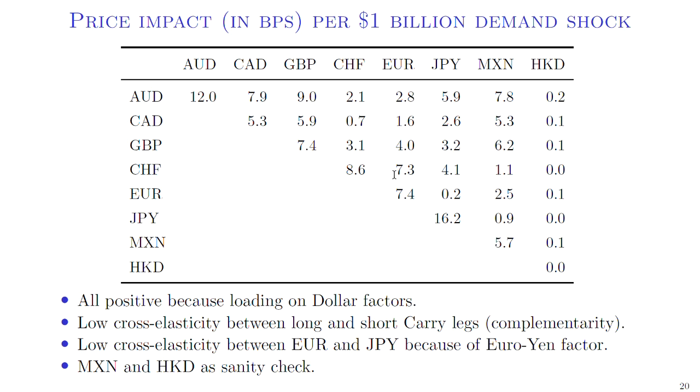And finally, as a sanity check, we can look at the last column, the Hong Kong dollar. We know the Hong Kong dollar is pegged to the US dollar. We didn't use this peg information in our estimation, but if you look at this, we basically get zero. And supposedly you should get zero, because a pegged currency, by definition, should not be affected by the trading demand shock of any other things.